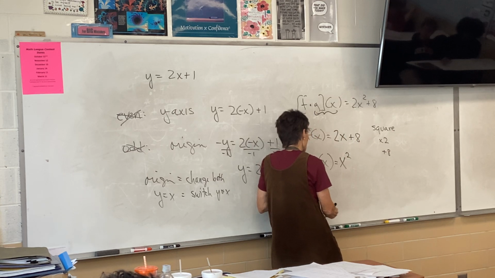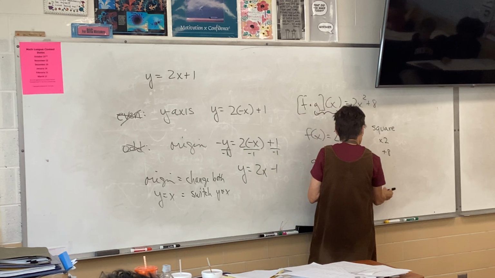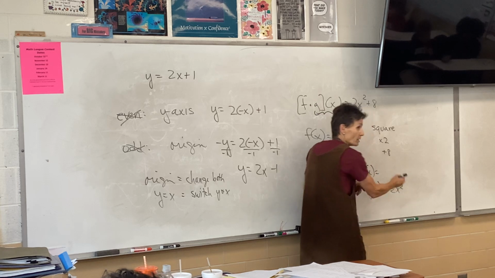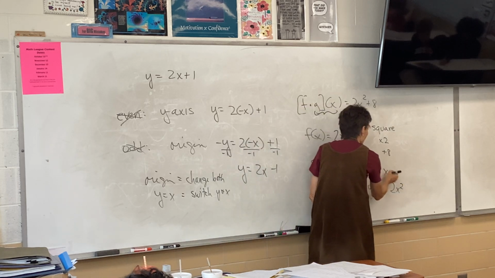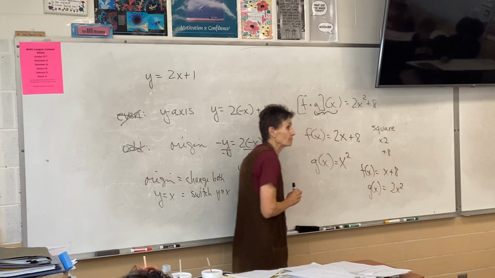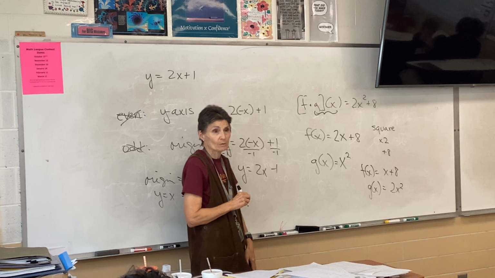Now, what's another option? That's one option. What would be another one? 2x squared for g. So g could be x squared times 2, and then f would be x plus 8. They're both right. There's no difference there, whichever way you want to do it. Is that okay with everybody?